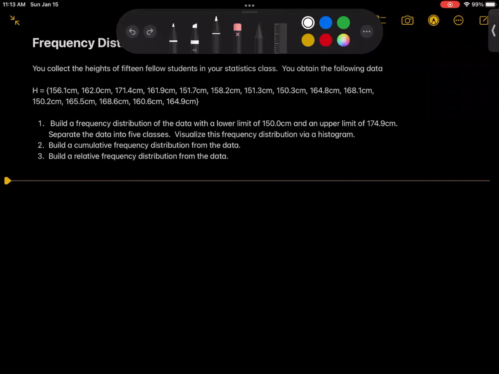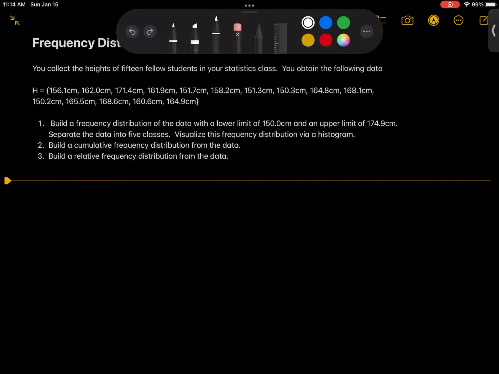Let's collect the heights of 15 fellow students in our statistics class, and we obtain the following data. So we have a data set, which I call H for heights. Everything is measured in centimeters, and there should be 15 data points there. So these represent the heights of our 15 fellow statistics students.